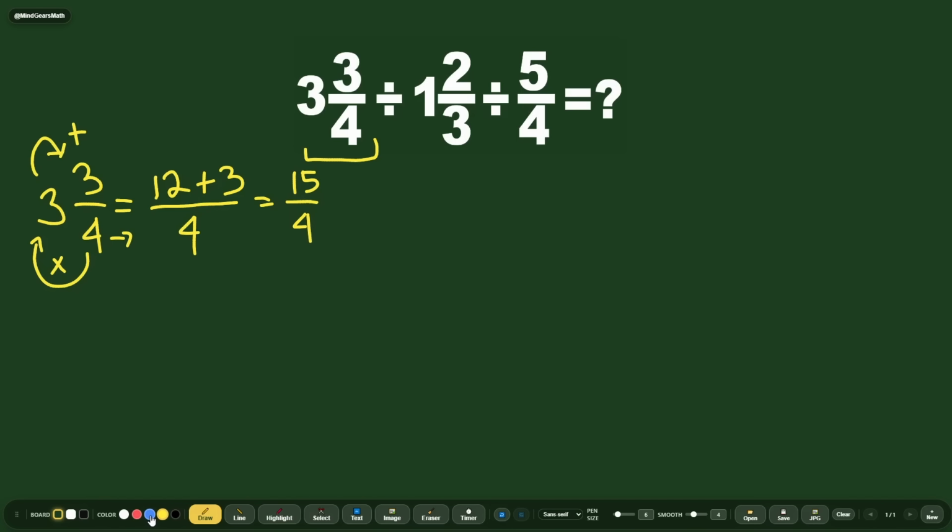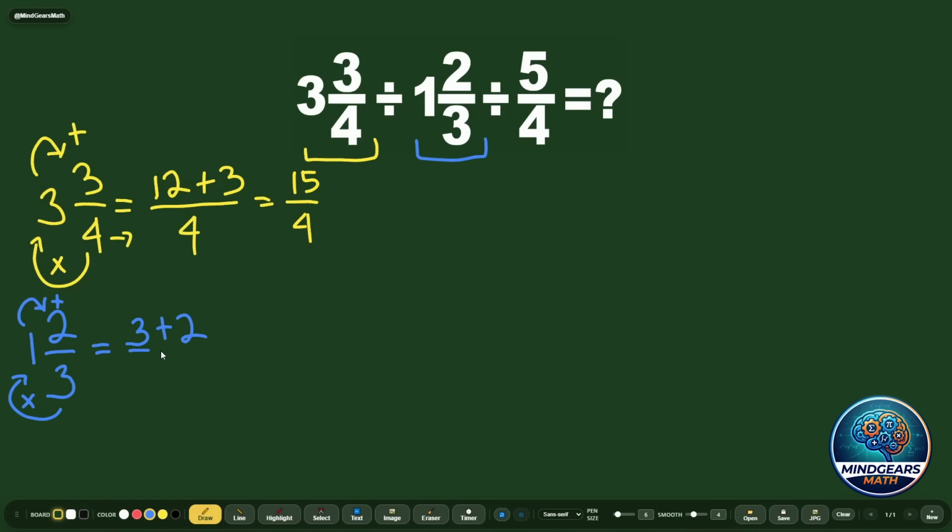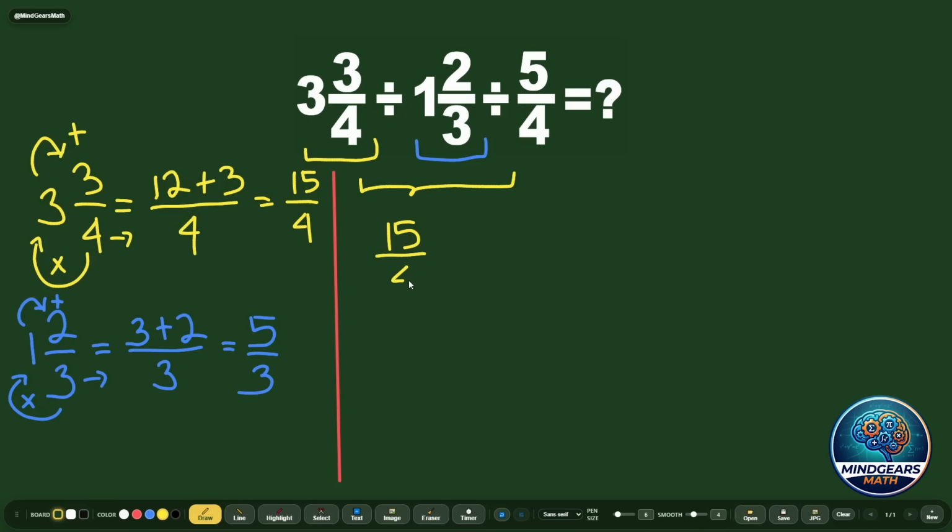Now let's convert the second mixed fraction, 1 and 2 over 3. 3 times 1 plus 2, divided by 3, and the mixed fraction becomes 5 over 3. And now we rewrite the equation: 15 over 4 divided by 5 over 3 divided by 5 over 4.